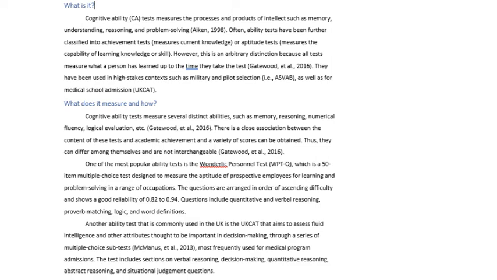Another ability test that is commonly used in the UK is the UK CAT, that aims to assess fluid intelligence and other attributes thought to be important in decision-making through a series of multiple-choice subtests (McManus et al., 2013). Most frequently used for medical program admissions, this test includes sections on verbal reasoning, decision-making, quantitative reasoning, abstract reasoning, and situational judgment questions.